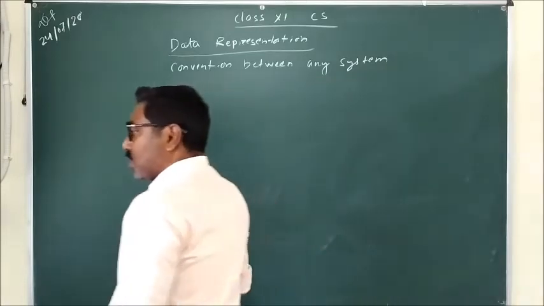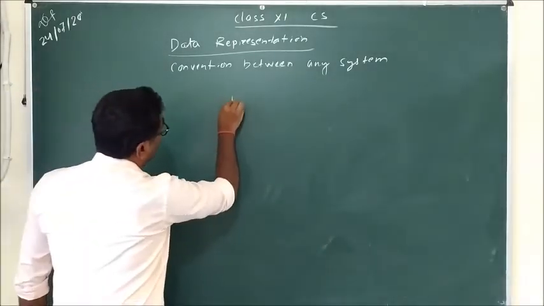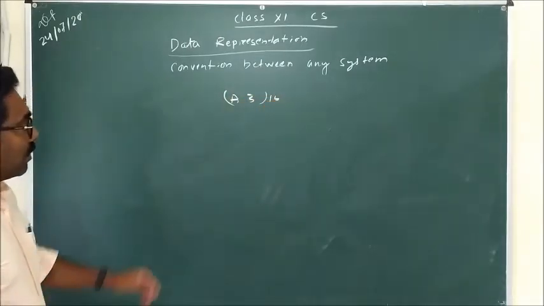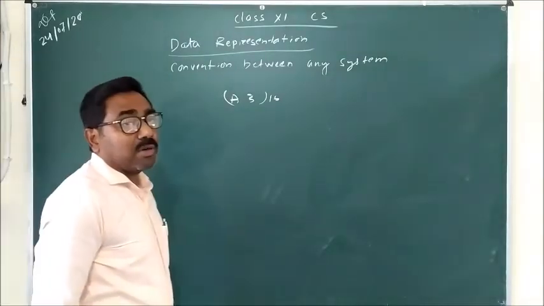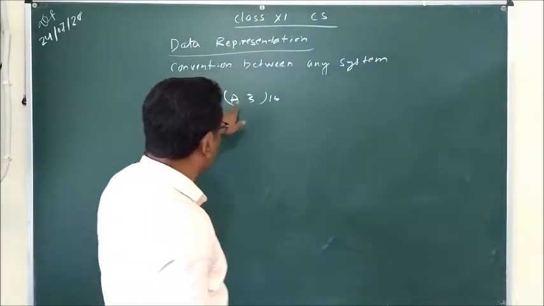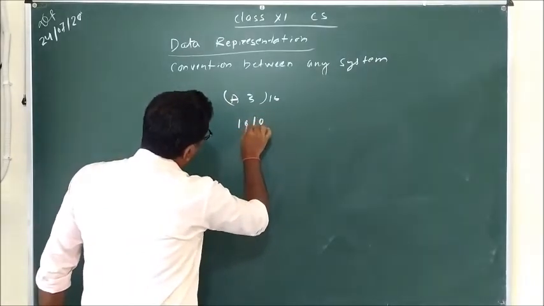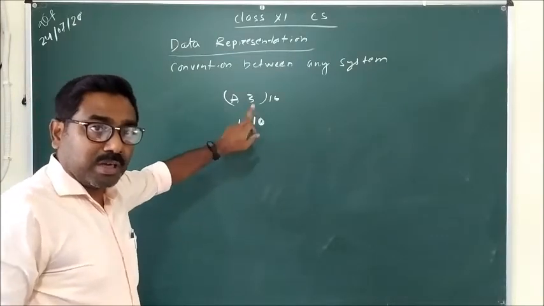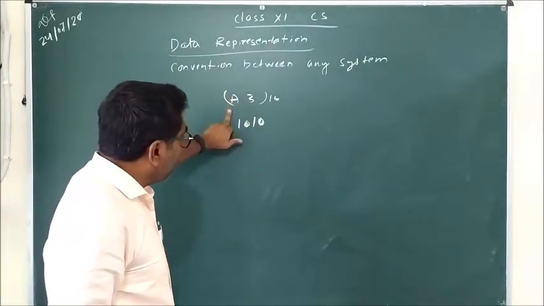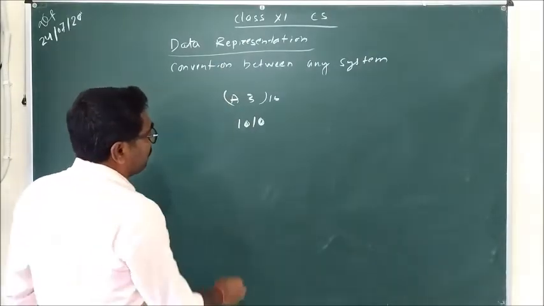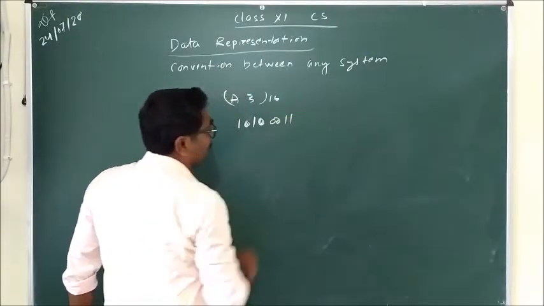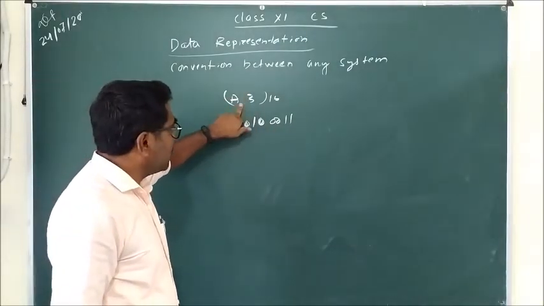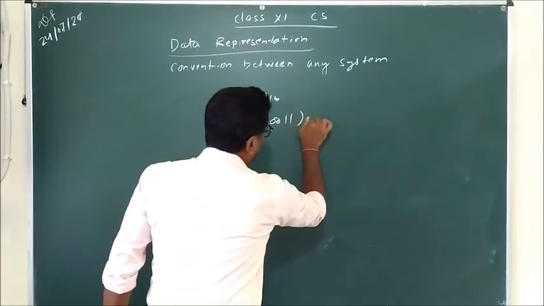For example, suppose we have a number A3 base 16. Now we can convert this base 16 number, or hexadecimal number, to binary number. The code of A is 1010. I told you how you can remember these codes, or how you can obtain that code. So the code of A is 1010 and 3 is 0011. We get the number now from hexadecimal to binary number system.